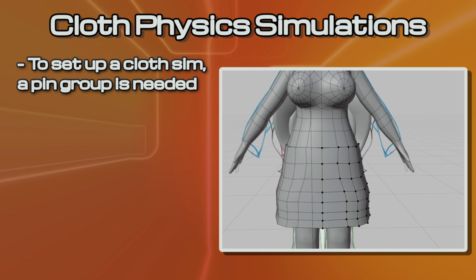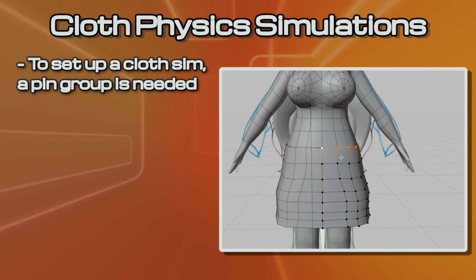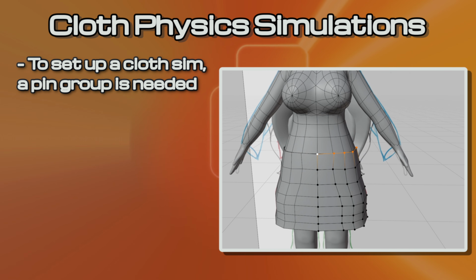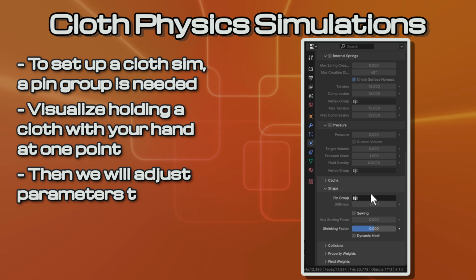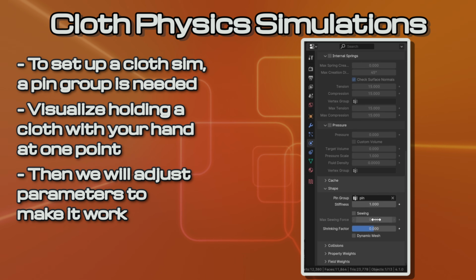To make a cloth simulation work, you'll first set up what's called a pin group, which is a vertex group used to hold the cloth in place. Think of it like grabbing a cloth with your hand and letting it dangle. Then we can set up the parameters of the simulation and use the timeline to run it.